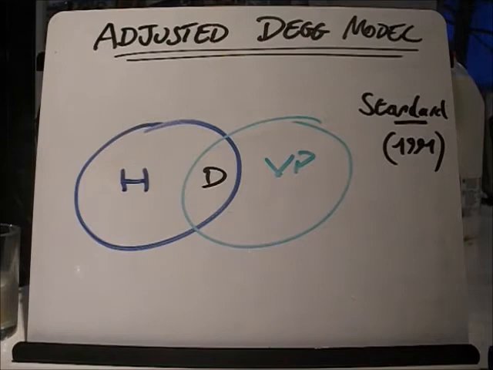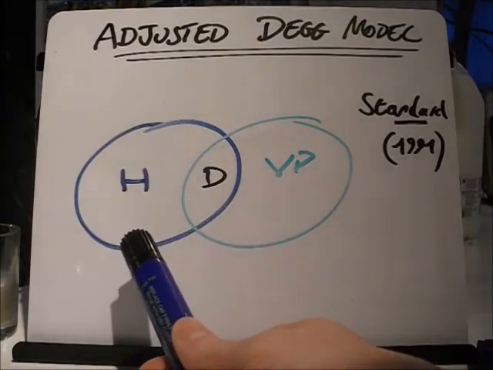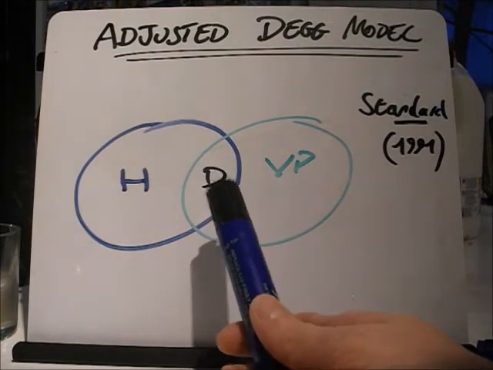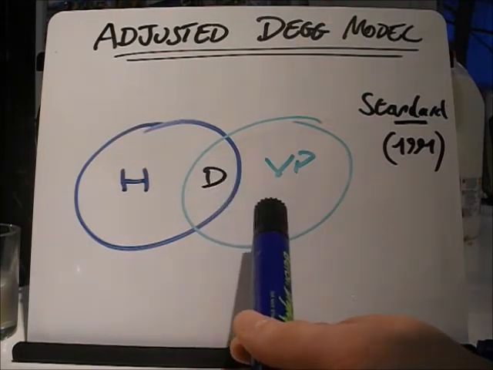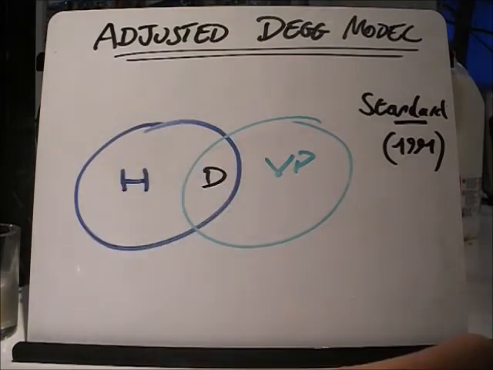Okay, the original Degg model, 1991, just gave the idea that if you add a hazard to a vulnerable population, you will get a disaster. Because if the population is vulnerable, the hazard will affect them very badly. You'll get the disaster in the middle. That's all very well and good, but it doesn't actually give any complexity. It was never designed in this form to give an accurate figure. It's more just a theory as to how disasters are created.